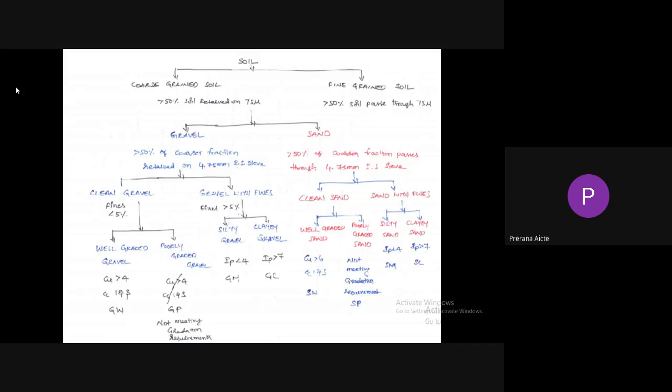Next, clayey sand means sand is more, clay is less. Silty sand, sand is more. Predominantly it is a sand, and it consists of some sort of silt. So like that, we need to classify the coarse grained soil.